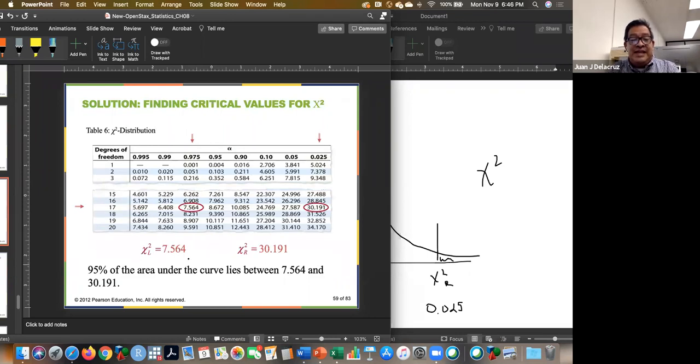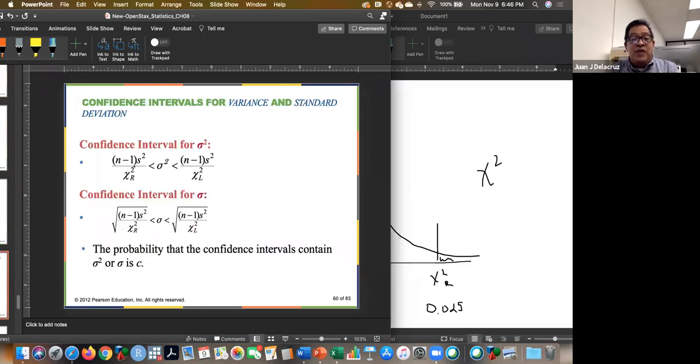So we are going to use this as the chi-square left. This is going to be the chi-square right. When we are solving for this, we are using the chi-square right for the left endpoint, and the chi-square left for the right endpoint. Once we find these values, we just take the square root and we find the confidence interval for the standard deviation. So the probability that the confidence interval contains the population variance, or the population standard deviation, is c, right? The confidence level.